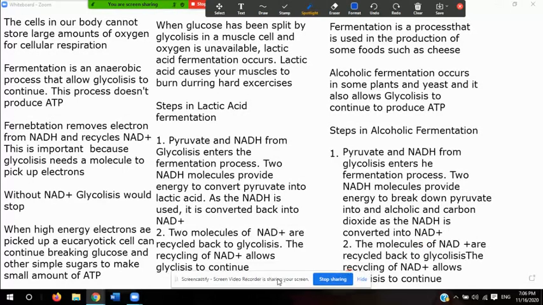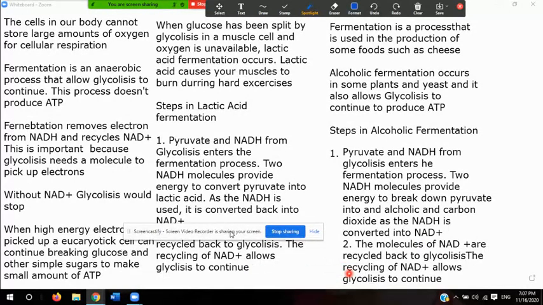And the second step of alcoholic fermentation says that the molecules of NAD plus are, or plus just means that it's positive. It's not that it's plus. All right. So NAD positive or NAD plus are recycled back to glycolysis. The recycling of NAD plus allows the glycolysis to continue just like in lactic acid fermentation.